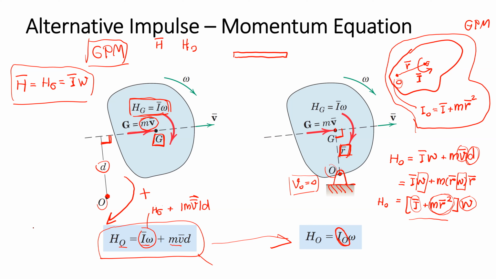For any case, actually, we can apply this relationship to the general plane motion. General plane motion means we may have the fixed O or not fixed O, but the I of any point equal to the I about the center of gravity plus m r squared is still true. I think you may be familiar with this.